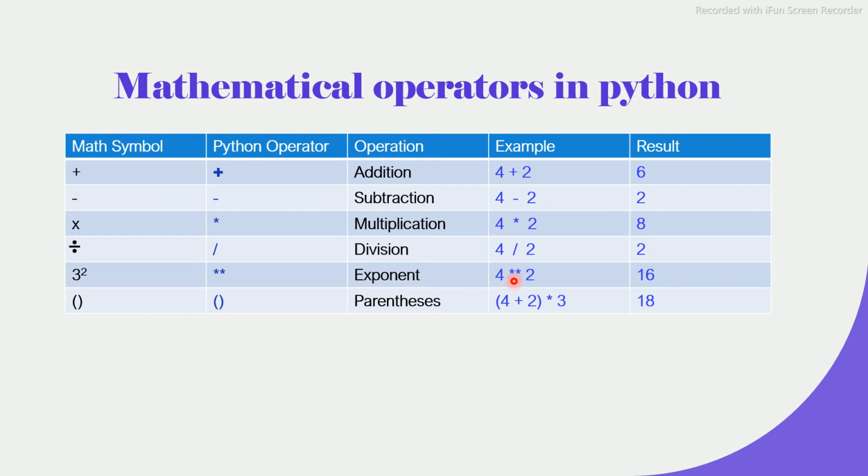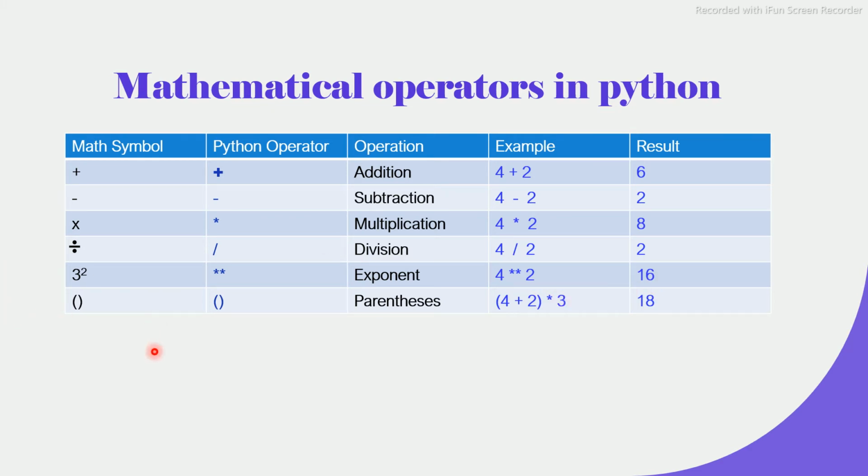So 4 to the power of 2. We can even give 3 here, but for that you don't have to give 3 asterisk symbols. Two asterisk symbols mean an exponent, and any value here is the exponential form. So 4 to the power of 2 is 4 into 4, which is 16.